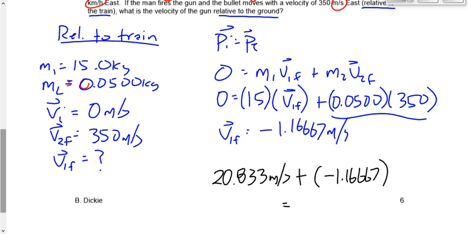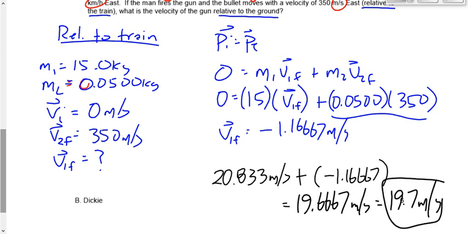Okay, we do this, it ends up being 19.666 meters per second, which we're going to round to 19.7 meters per second. Did that make sense? That's a hard question. If you didn't get that, that's okay. My hope for you right now is not necessarily that you got it, but that it makes sense to you after we've gone through it.